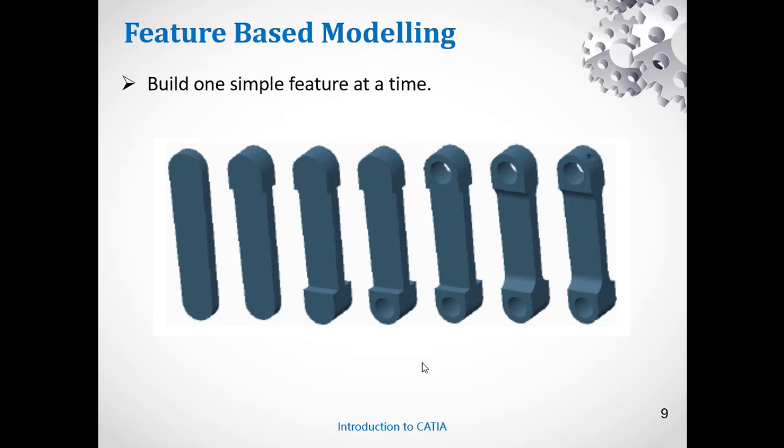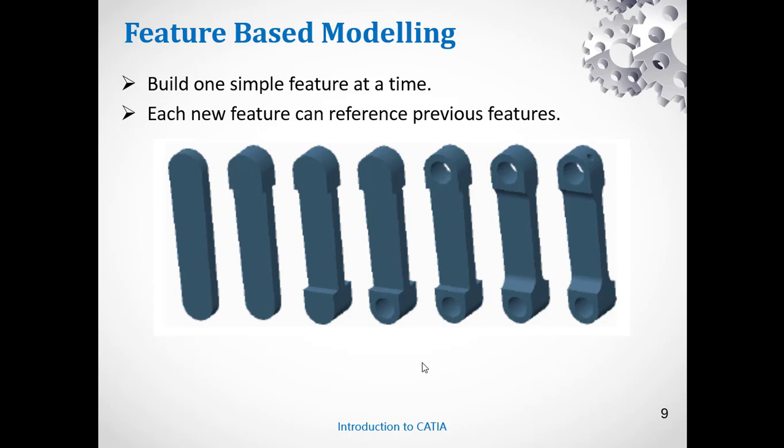So build one simple feature at a time. For any model, I will be creating one simple feature at a time, then another feature, then another feature. So the second feature of mine will be based on the first feature. It will take the reference of the first feature. As you can see in the image, these are the steps I have shown for creating the connecting rod.